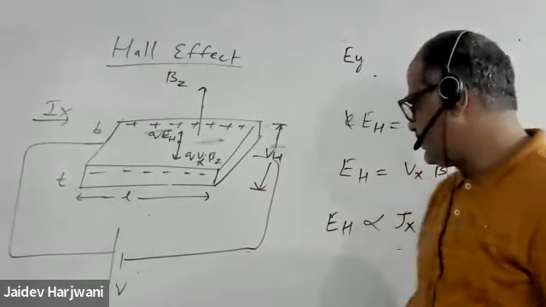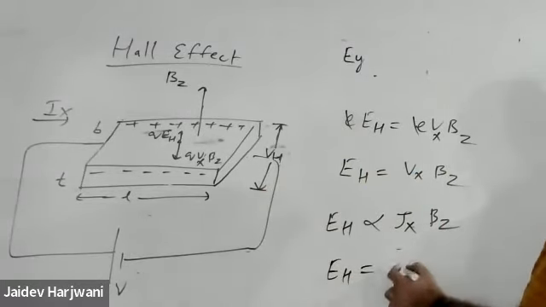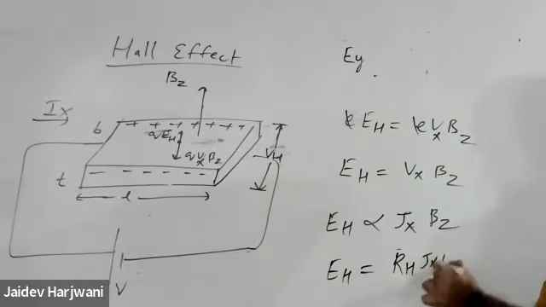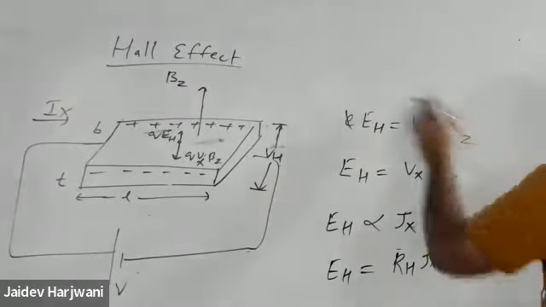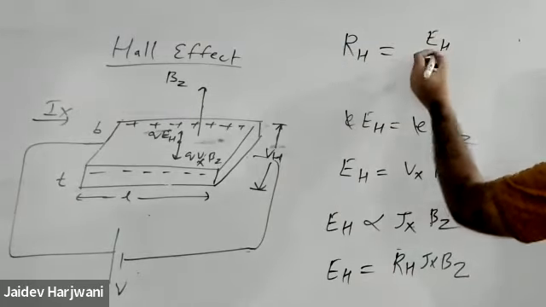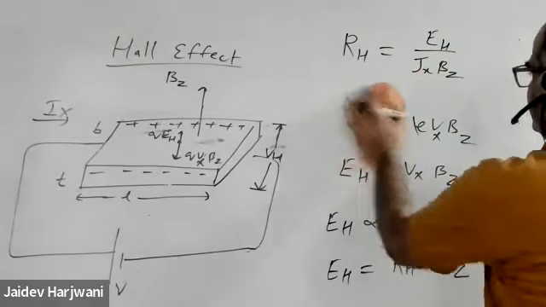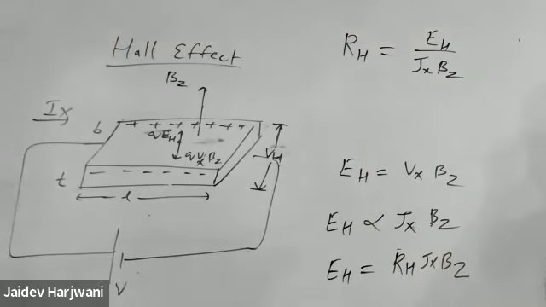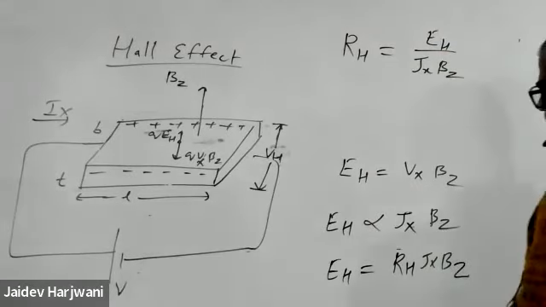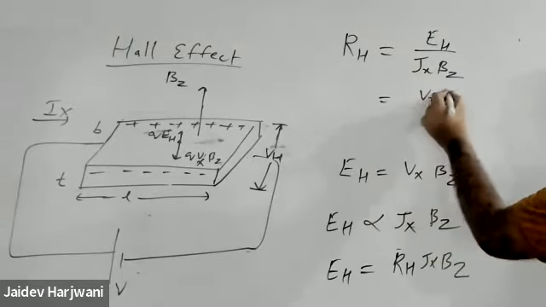And if I further solve this, my EH will simply be RH Jx Bz. And this RH is called the Hall coefficient. So the Hall coefficient is equal to EH over Jx Bz. Now you can put the values of Jx and Bz. EH value you already know. What is the value of EH? This is Vx Bz.